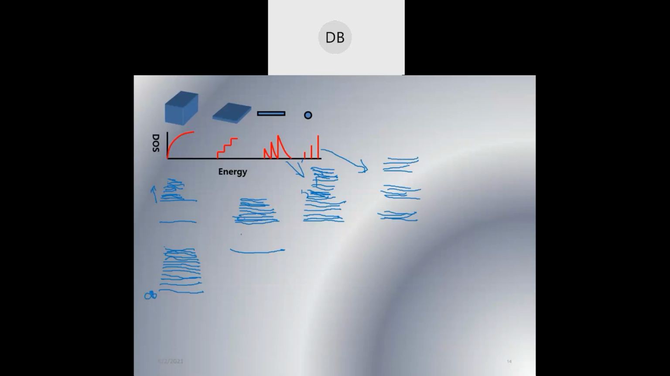That means this inter-level spacing will go on decreasing because the density is increasing. So if the density has to increase, this means the spacing between them has to decrease. Okay, all right, fine, hopefully you understand. So this is for zero dimensional material.